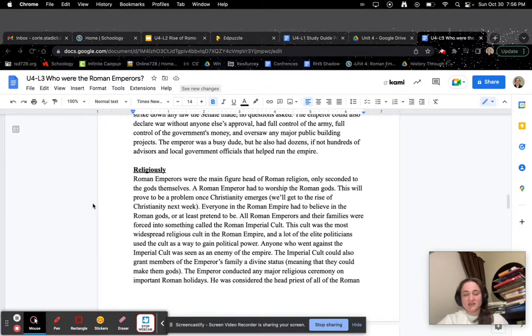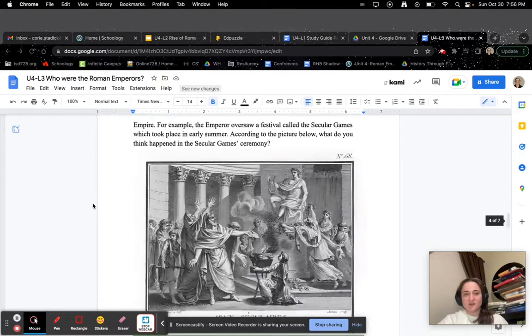The emperor conducted any major religious ceremony on important Roman holidays. He was considered the head priest of all of the Roman Empire. For example, the emperor oversaw a festival called the Secular Games, which took place in early summer. According to the picture below, what do you think happened in the Secular Games?